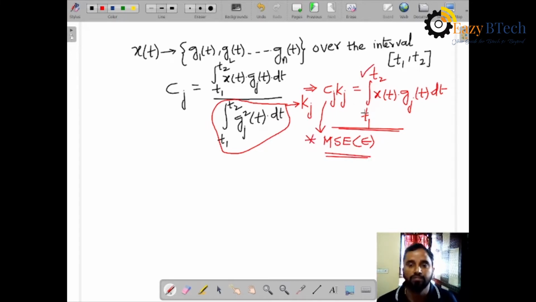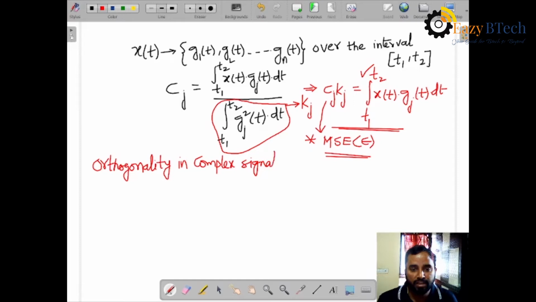Now we are going to discuss the topic orthogonality in complex signals, complex functions. Till now we discussed orthogonality in real signals. Now the topic is orthogonality in complex signals. In the same way as we discussed in real signals, we discuss this topic.